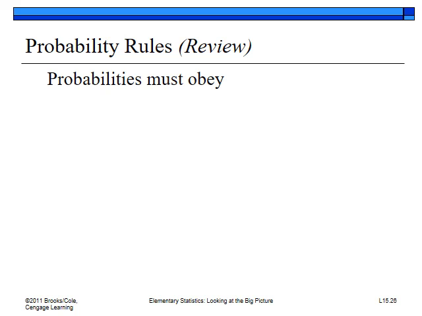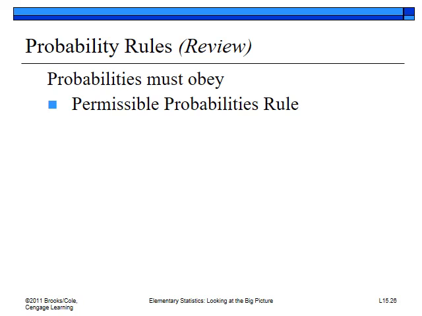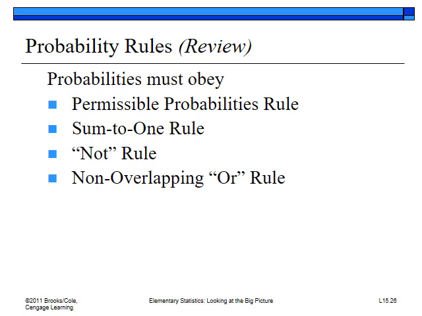Let's take a moment to remind ourselves of the rules for probabilities. There's the permissible probabilities rule, which says that all probabilities fall between 0 and 1. The sum to 1 rule, which says that if you consider all the possible outcomes and you add up the probabilities, you must always get 1. The not rule says that the probability of an event is equal to 1 minus the probability of that event not occurring. We also have the non-overlapping or rule, which says if events are mutually exclusive, then their probabilities can be added together.